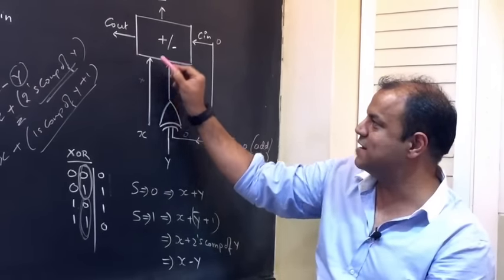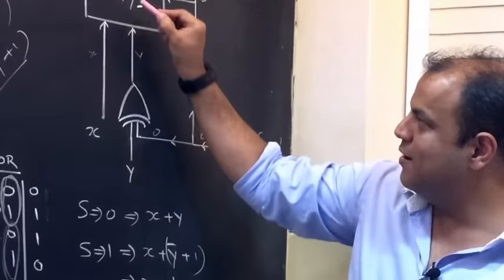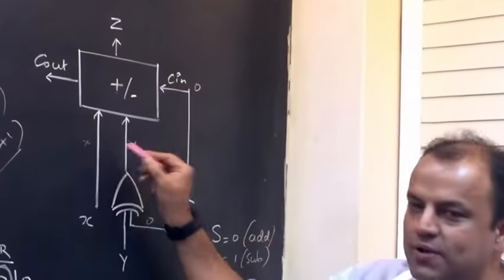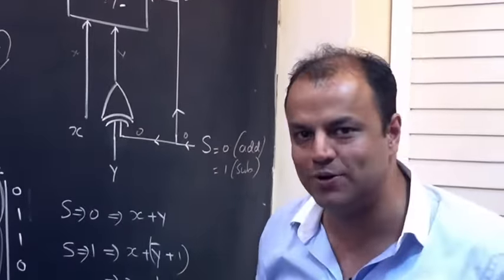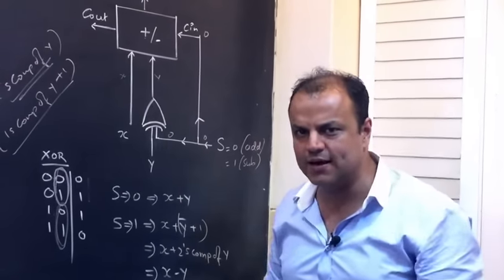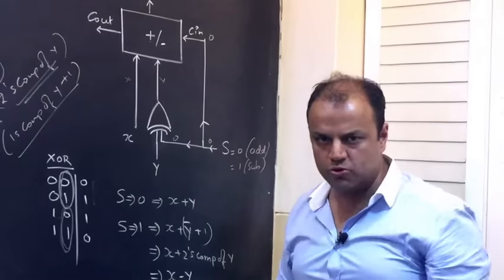So you're doing X plus Y plus 0, which means you're doing X plus Y, which means you're working as a pure adder. Please tell me, did you understand this? This is addition. Is that clear? Which was what we've been doing all throughout the video.